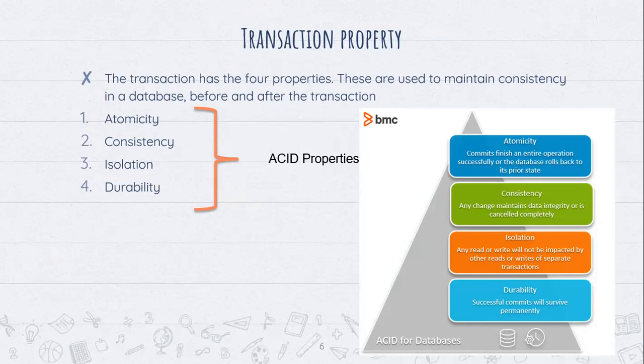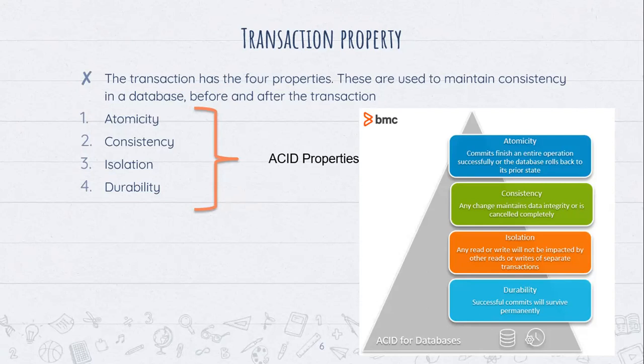So the transaction has four properties. These are used to maintain consistency in a database before and after the transaction. If you are doing a transaction, these transaction properties, the ACID properties, help to maintain consistency of the database.